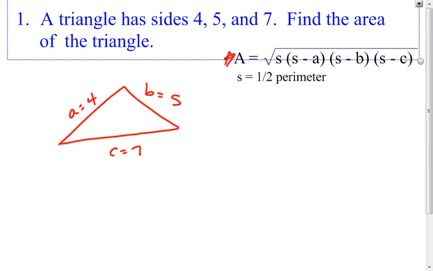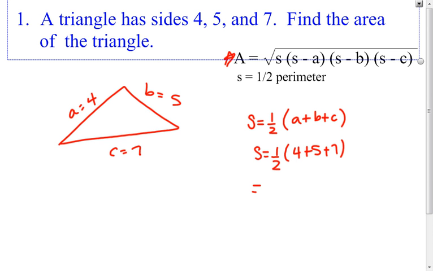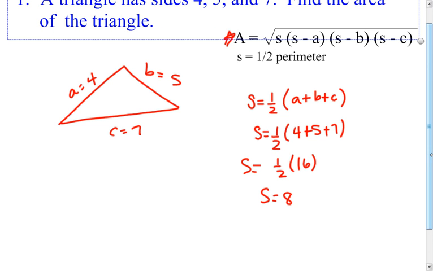In order to use that formula, the first thing you need to know is S. And S is half of the perimeter. So in order to find S, I am going to need to take half of A plus B plus C, which of course is 1/2 of 4 plus 5 plus 7. That means it's 1/2 of 16, and of course that means it's 8. Okay? So S is 8.